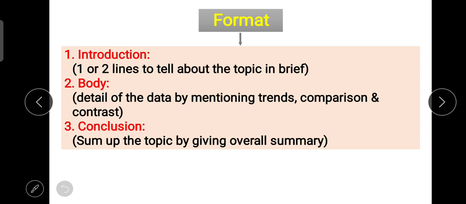Now format of the paragraph. There should be an introduction. Introduction should be as small as possible, giving the gist of the paragraph. And it should be within 1 or 2 lines only. Don't cross 2 lines. Body is the second part, which is the detailed analysis of the data, detailed description of the given data. And then comes conclusion, where we wind up the paragraph.